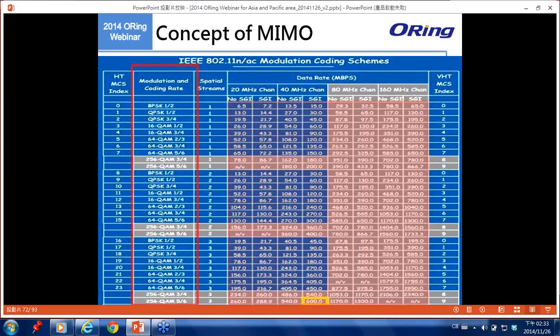The third parameter is the coding rate. As we mentioned earlier, it depends on the signal strength and the interference in the communication environment. It's also related to the data rate directly. The last one is the key parameter, which shows the number of spatial streams we introduced. It is highly related and dominates the data rate directly.